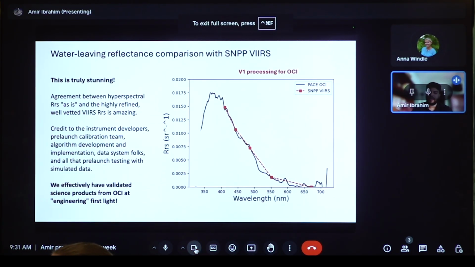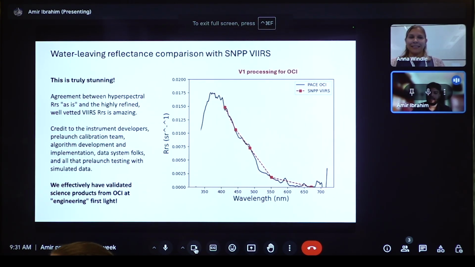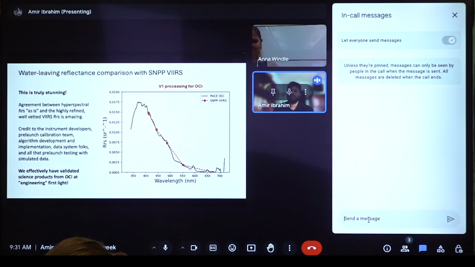This is a spectral comparison in the remote sensing reflectance between OCI and VIIRS. Again, this is version 1 processing. For the first images that we got, if we compare OCI to VIIRS, we found really good agreement, which is fantastic. It indicates that the instrument is very well calibrated. It also indicates that our algorithms processing from level 1 to level 2 are functioning very well, at least similar to the heritage methods, if not better.